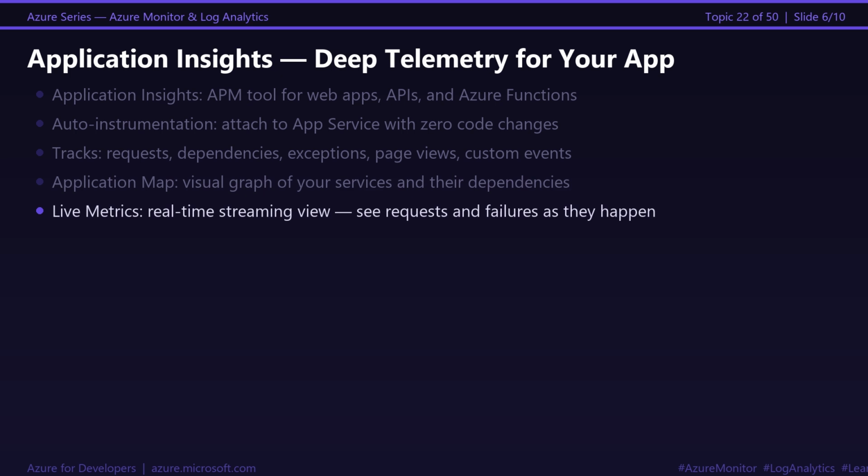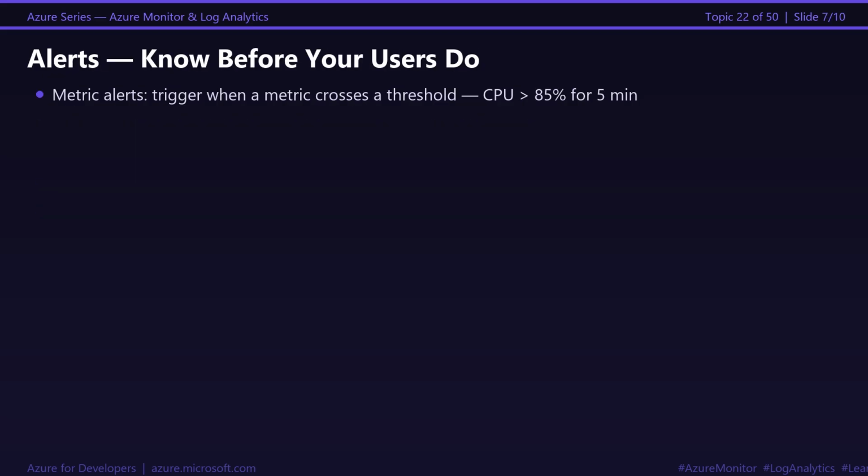Log alerts are more powerful. Write a KQL query. If the result crosses a threshold, alert fires. Any 500 error in the last 5 minutes, alert. Failed login attempts above 100 per minute, alert. Any log message containing the words out of memory exception, alert.